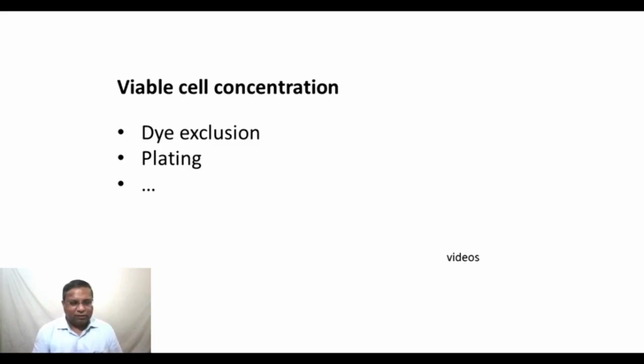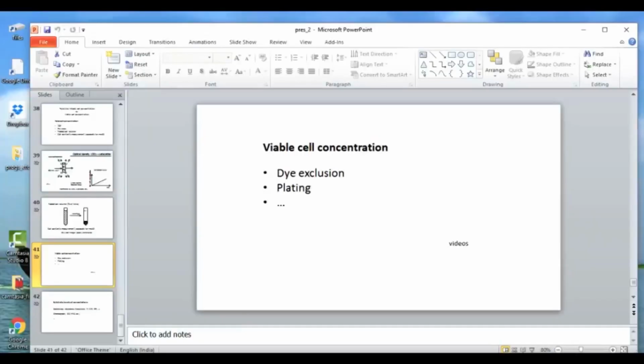These methods take time. The plating method takes time. You'll have to keep it overnight and so on, even for bacteria which grow fast. But that is a method that can be used because colonies will arise only from live cells. So as long as you make sure that the cell concentration is measurable by counting the number of colonies, you could use this.